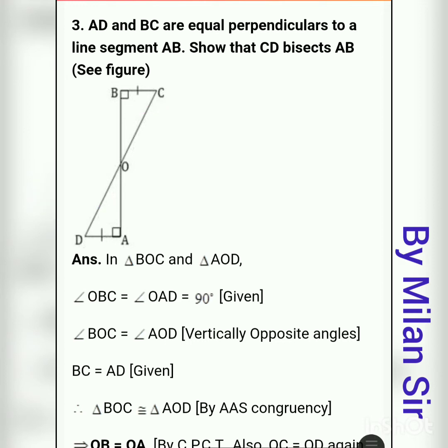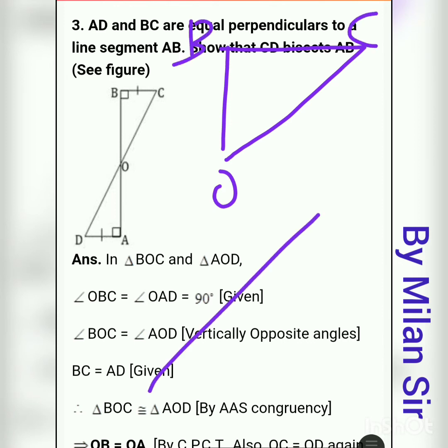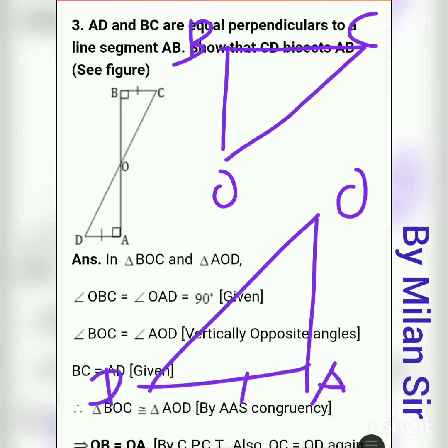So here we have two triangles. First one is OCB and second one is OAD. Okay, we know that AD is equal to BC, that we know. One angle, here angle B is equal to 90 degrees, here angle A is equal to 90 degrees. So one angle and one side is the same.